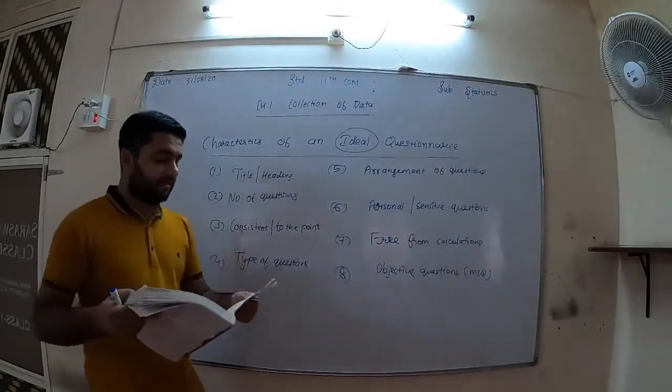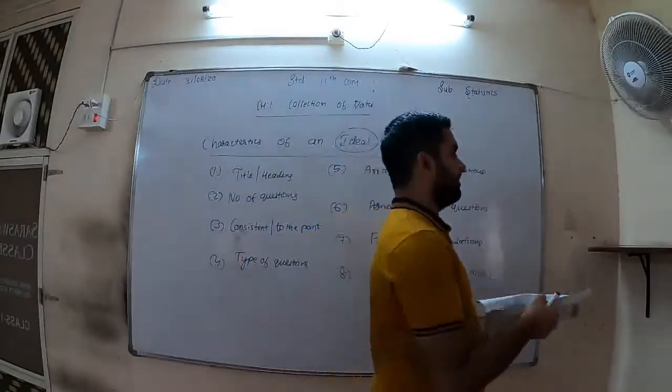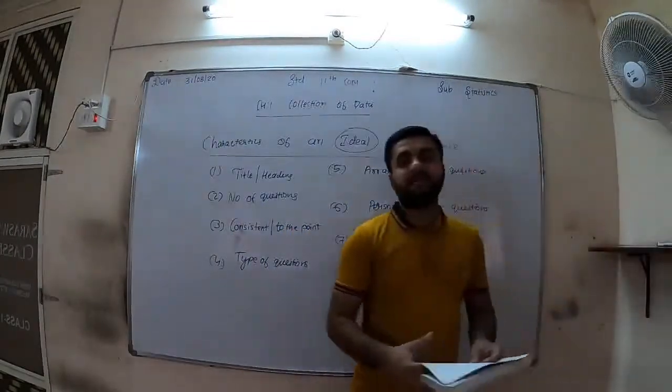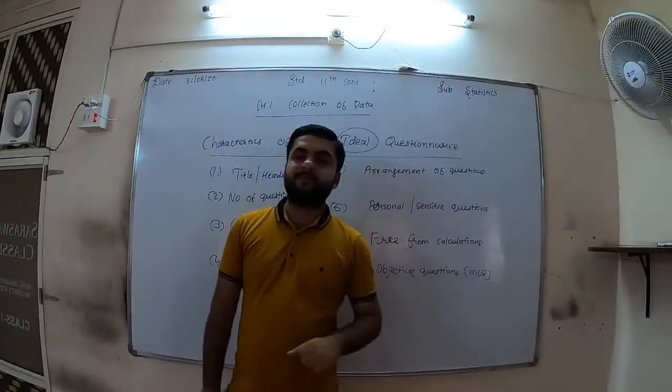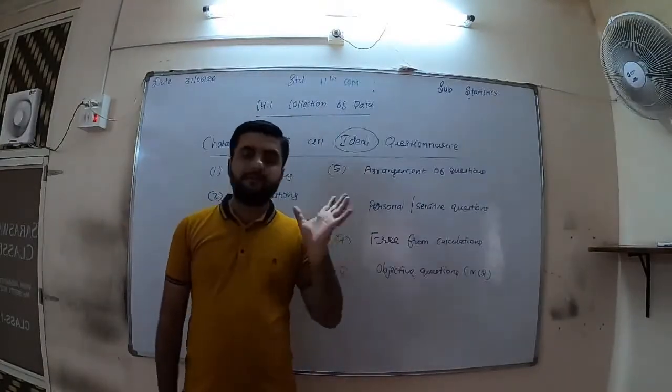Okay. Now questionnaire by post and questionnaire by enumerator. The advantages and disadvantages we will see. I have already explained what is by post and what is by enumerators. Simply questions we will make.